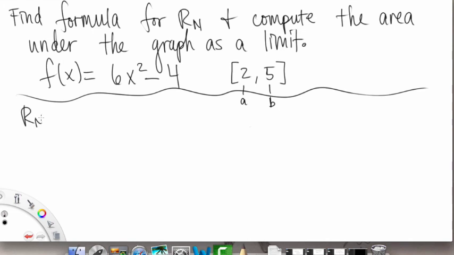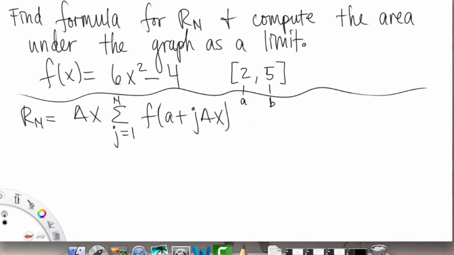So r sub n is equal to delta x, and then as j goes from 1 up to n, we have f of a plus j times delta x. First of all, what is delta x? Delta x is going to equal the length of our entire interval divided by the number of subintervals, so that's going to give us 3 over n. We don't know what n is, so we're just going to leave it as such. We do know that a equals 2, so we'll be able to plug that in a little bit.